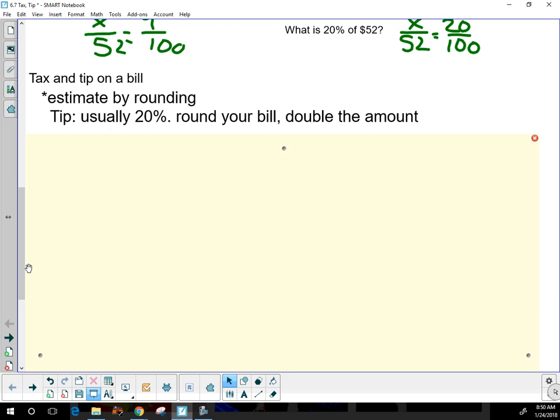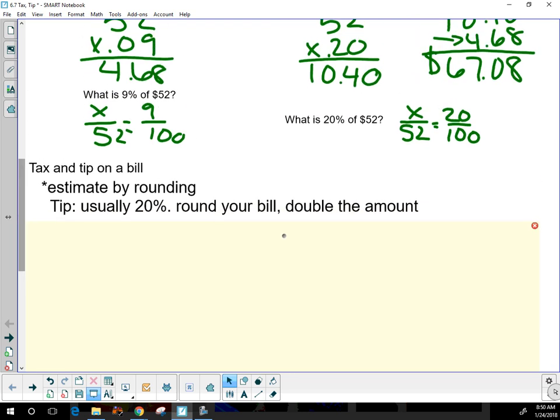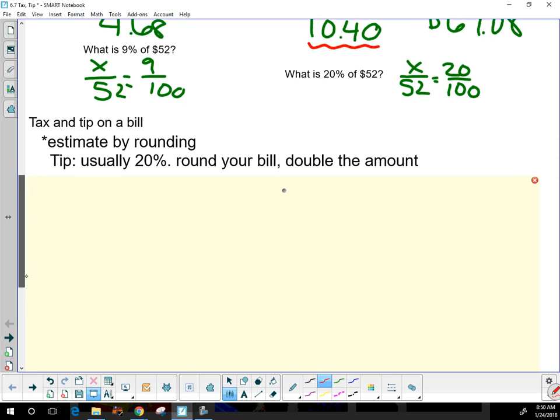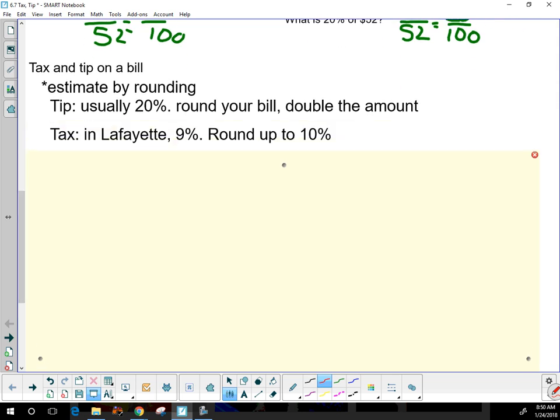Or, like I said, just double that amount. 52 times 2 is 104, as you can see up here. And I just played with that decimal. It's 104. I'm not tipping $104, though. I'm not that rich. Okay? In Lafayette, tax is about 9%, so you would just round up to 10. And that's really easy. I know you guys are really good at finding 10% of things. You just bump the decimal once.